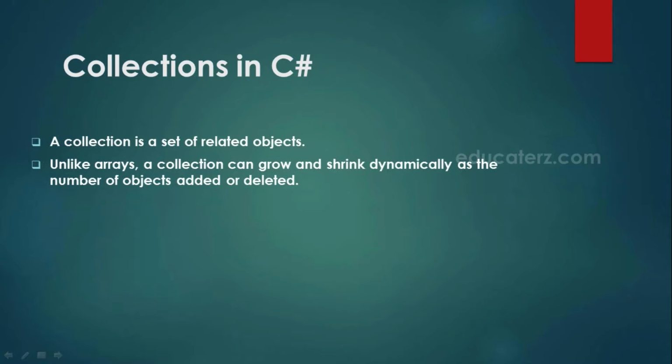Unlike arrays, a collection can grow and shrink dynamically as objects are added or deleted. A collection is a class, so we must declare a new collection before we can add elements to that collection.